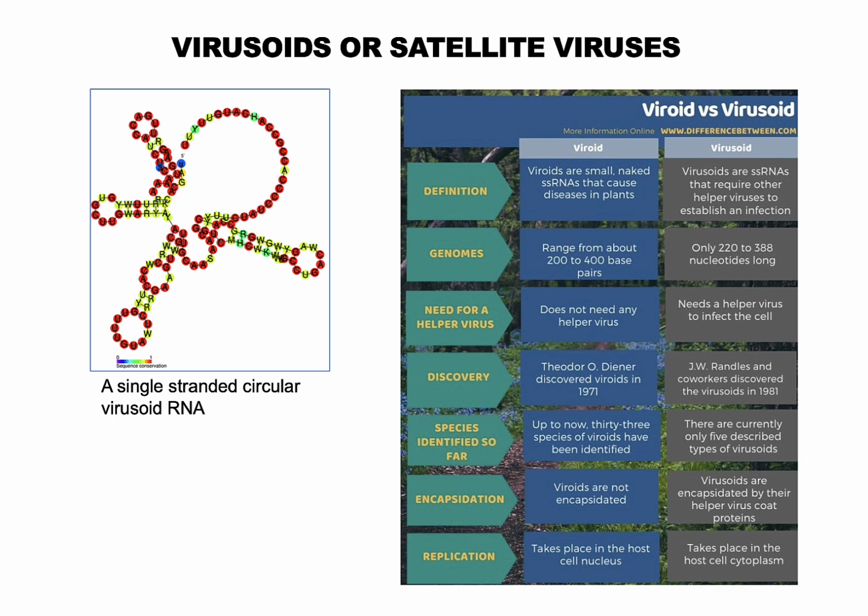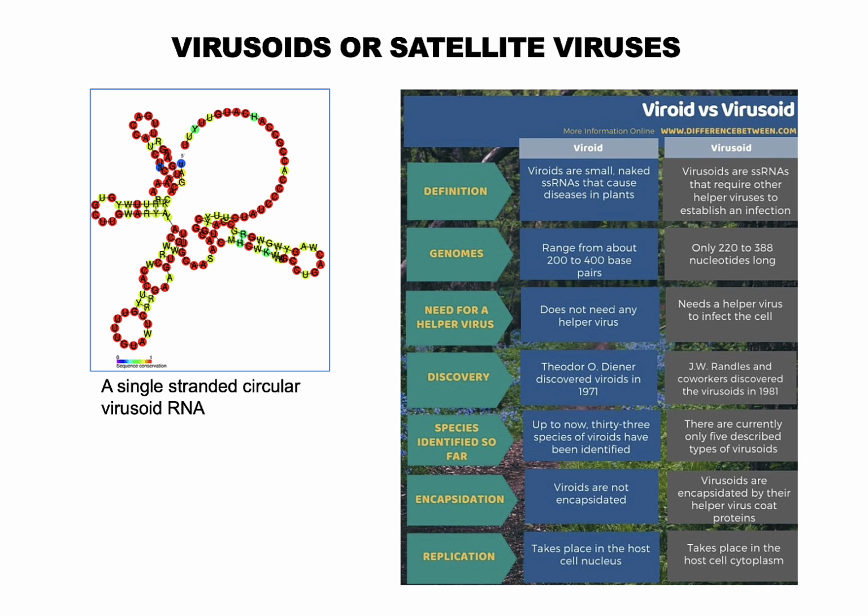Currently, there are only 5 described types of virusoids and their associated helper virus, all of which belong to the Sobemovirus family. An example of a helper virus is the subterranean clover mottle virus, which packages an associated virusoid into its viral capsid. Once the helper virus enters into the host cell, the virusoids are released and can be found free in the plant cell cytoplasm, where they exhibit ribozyme activity.